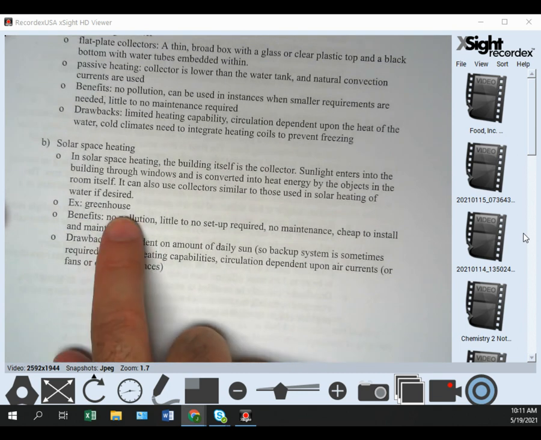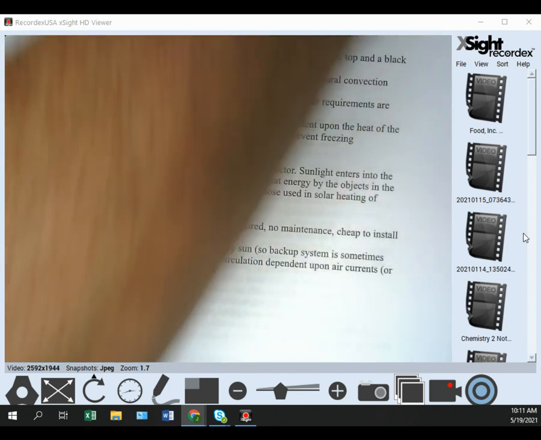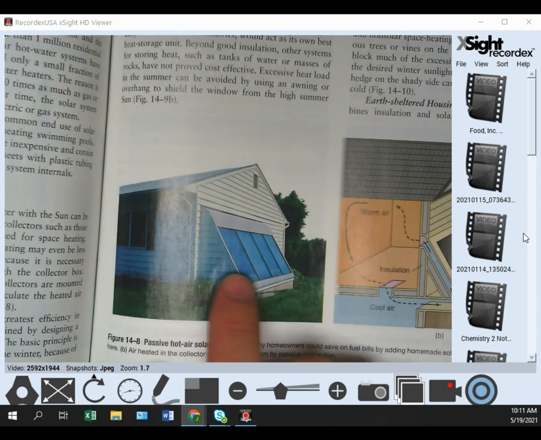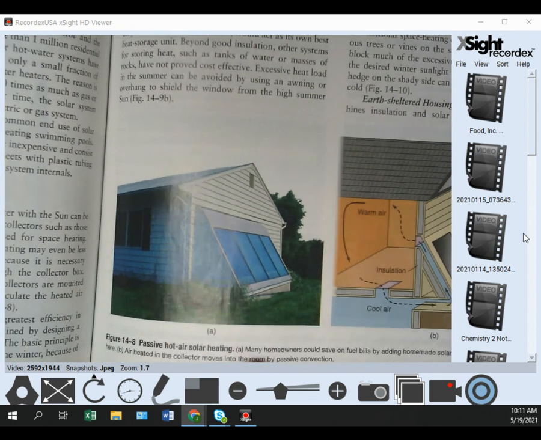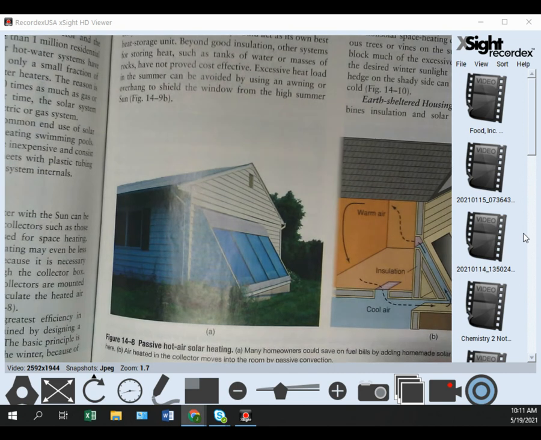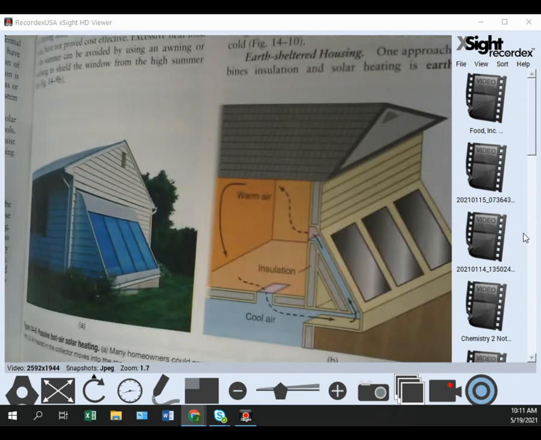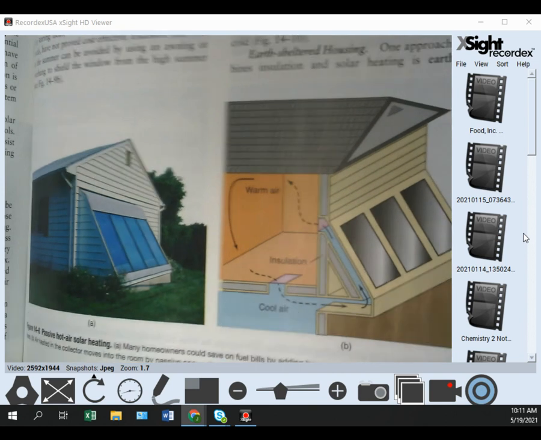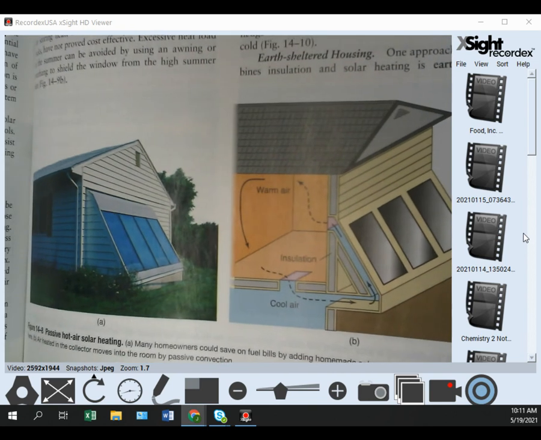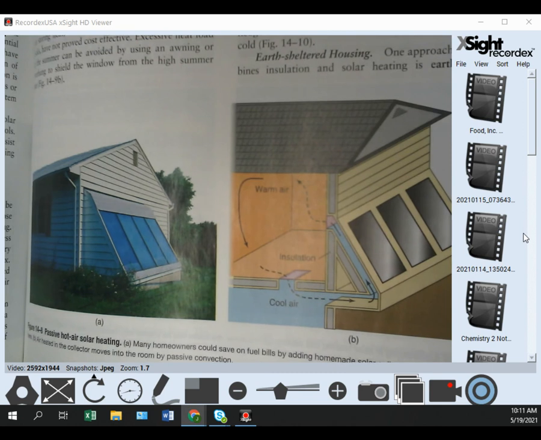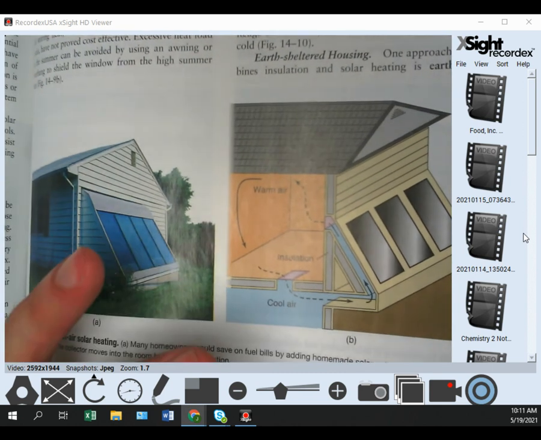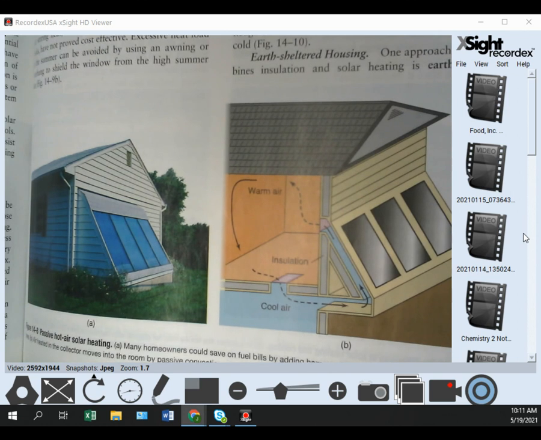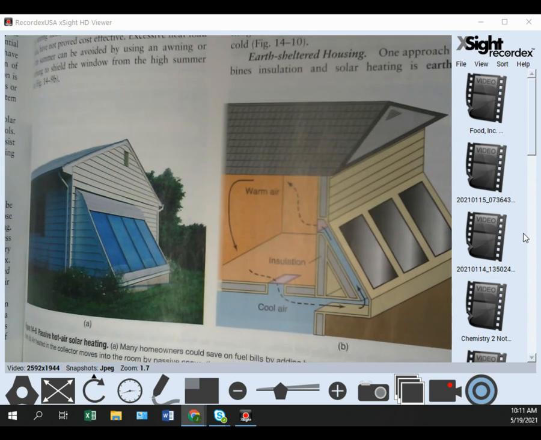So an example of this is a greenhouse. The way a greenhouse works is you've got windows. Now this one is actually on a house itself, this example. But in a greenhouse, or in this example, you've got a bunch of windows, and windows allow the light to enter. When the light strikes other objects, those objects absorb the light, and it converts the energy into heat energy.